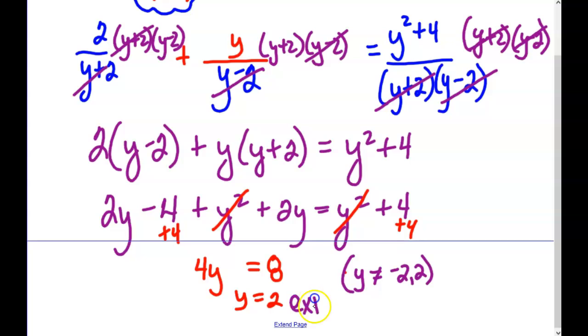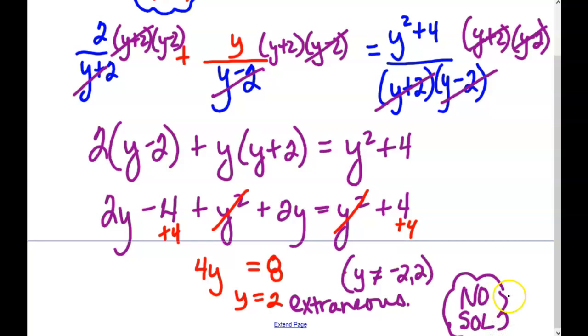This is extraneous. And we have no solution for this one. Sometimes we'll get 2 solutions at the end and one of them doesn't work. This time we only got 1 solution at the end and it doesn't work. So no solution, which is always frustrating because you've done all this work and there was nothing that worked. All right.